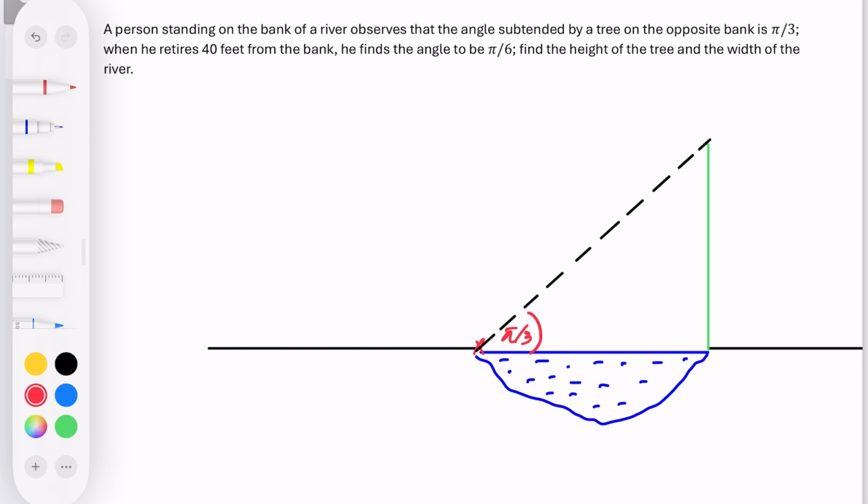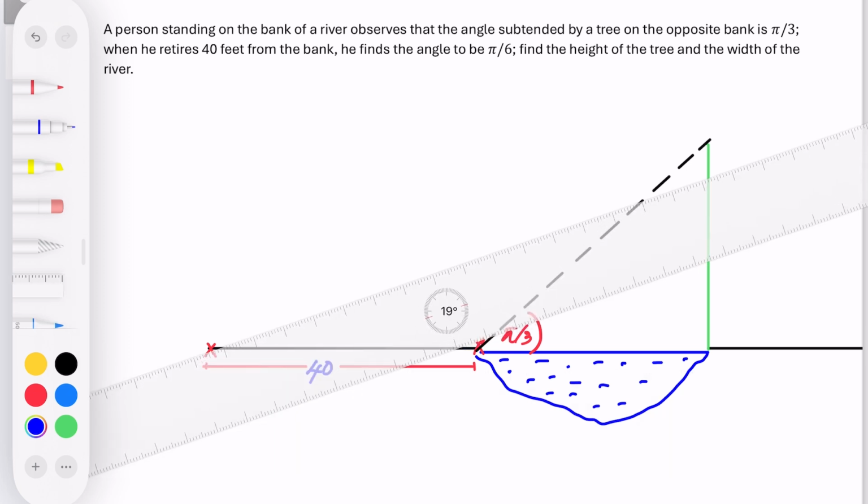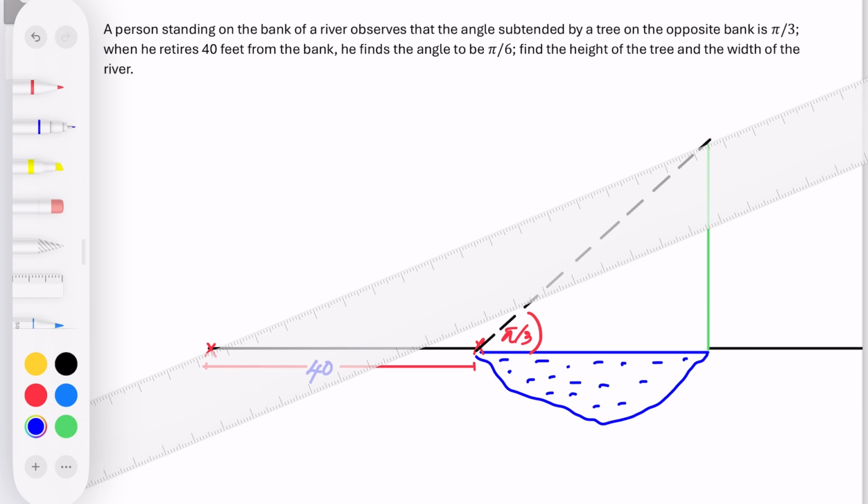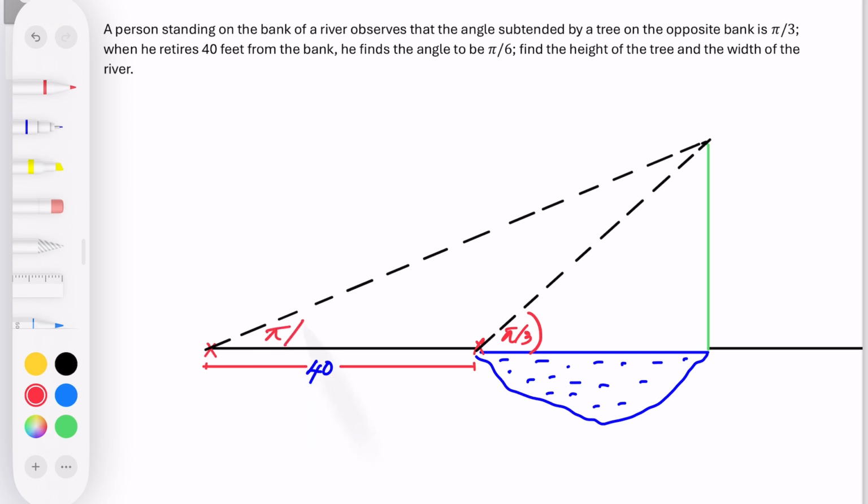And then what he does is he retires 40 feet from the bank. So he's walking towards left some 40 feet, let's say up to this point. In that case, I'm assuming that from the river up to this point, the length is 40. He finds the angle to be pi over 6. That means if I'm now connecting the new position of the man with the top of the tree, that new angle should be equal to pi over 6. Right here, this angle is pi over 6.